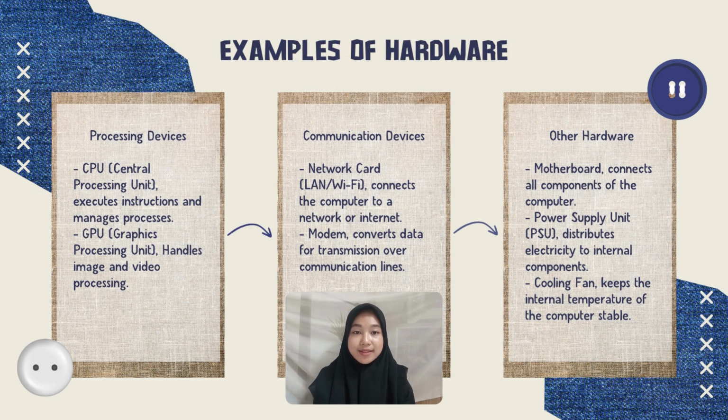Now, let's look at some examples of hardware. First, processing devices. The CPU is the brain of the computer. It runs programs and manages tasks. The GPU helps with graphics like images and videos. Next, communication devices. The network card and modem connect the computer to the internet or other networks. And lastly, other hardware. The motherboard connects all parts of the computer. The power supply gives electricity to every component. And the cooling fan helps keep everything from overheating.